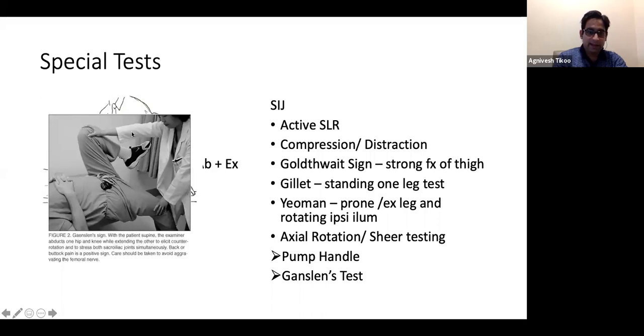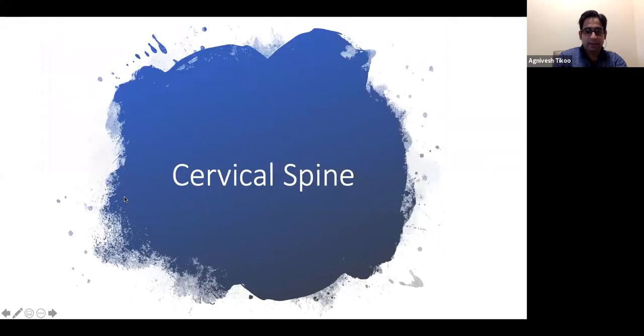Now, the other test is the pump handle test, wherein you make the patient lie down straight, flat on the bed, and then you push the knee towards the opposite shoulder. So in this pump handle test, the patient complains of pain in the contralateral joint. So when you press this towards the shoulder, the patient will complain of pain in the right sacroiliac joint. So this is what is called the pump handle test.